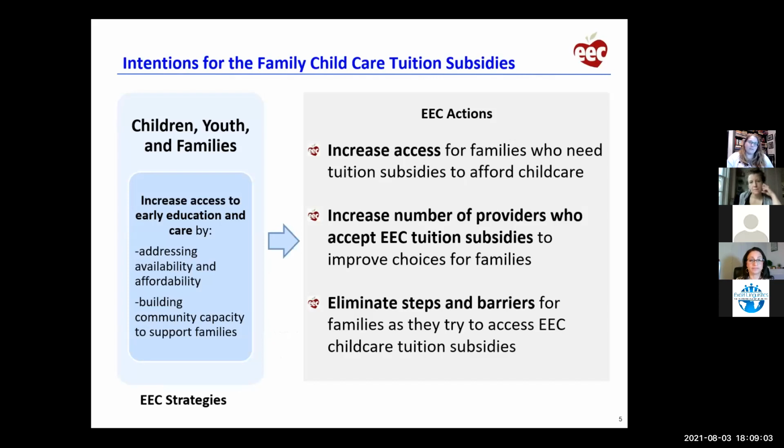We wanted to give an overview of our intentions for the tuition subsidies. The goal of the strategic plan is to increase access by addressing affordability and availability, and by building community capacity to support families. Through these, we have some action steps that we've been looking at. Increase access for families who need tuition subsidies to afford childcare. Increase the number of providers who accept our subsidies to improve the choices and options for families, and to eliminate steps and barriers for families as they try to access our tuition subsidies.